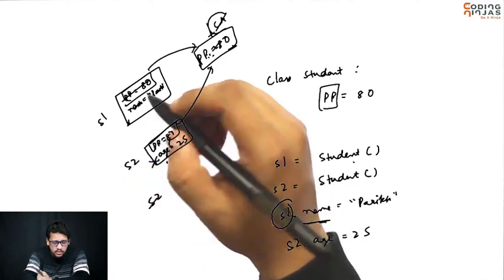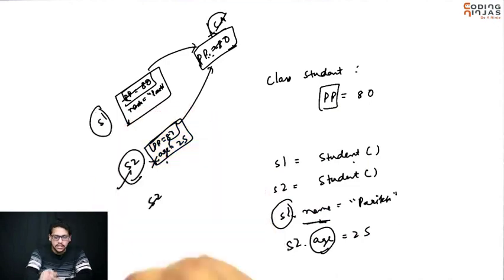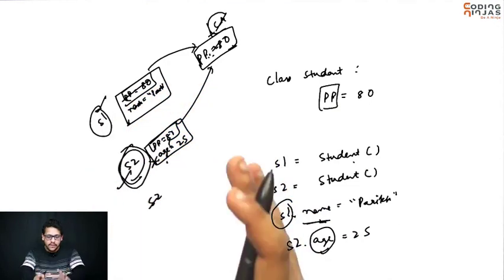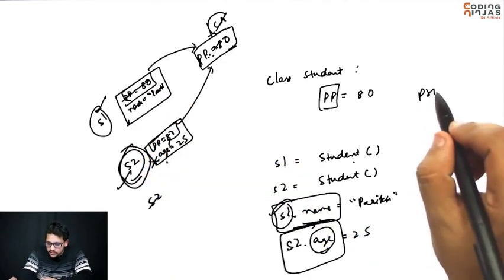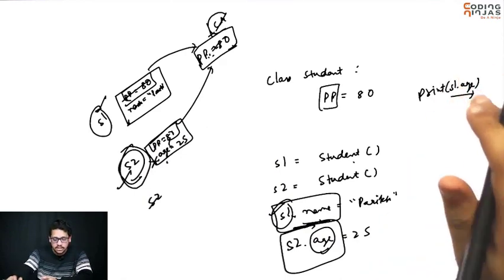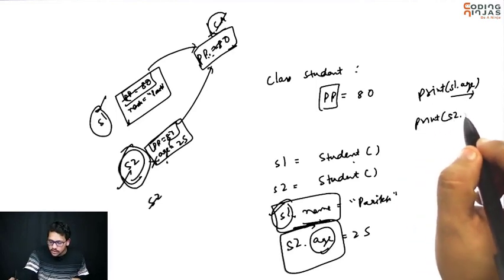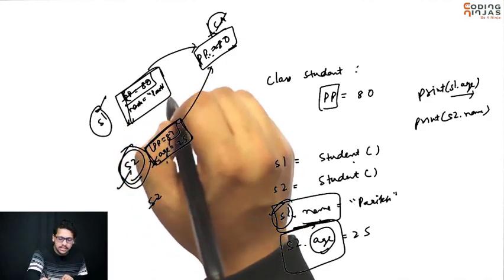So S1 does not have age because age is an attribute for S2. So age is an attribute for this instance. Name is an attribute for this instance. S1 is an instance of this class. S1 has name. S2 has age. So there are different attributes for different instances. If you look closely, S1 has attribute name, S2 has attribute age. If you try to print S1.age, it will give you an error that the Student object has no attribute age. If you try to access S2.name, it will give you that the Student object has no attribute name, and that makes sense because this instance has age and this instance has name.